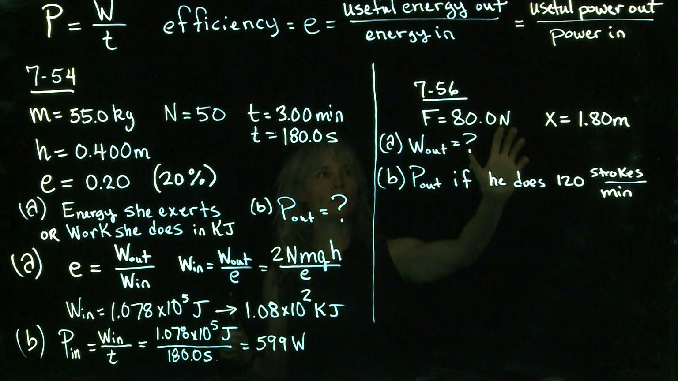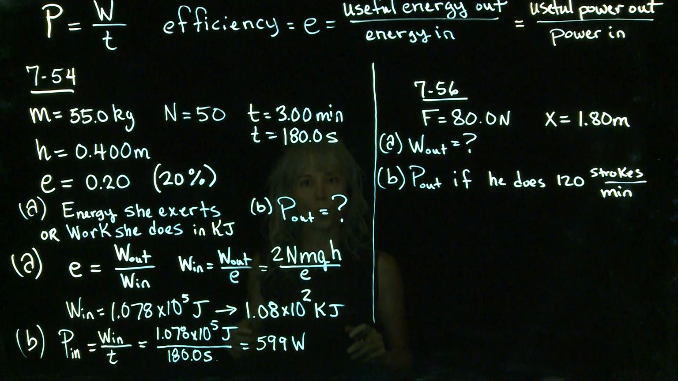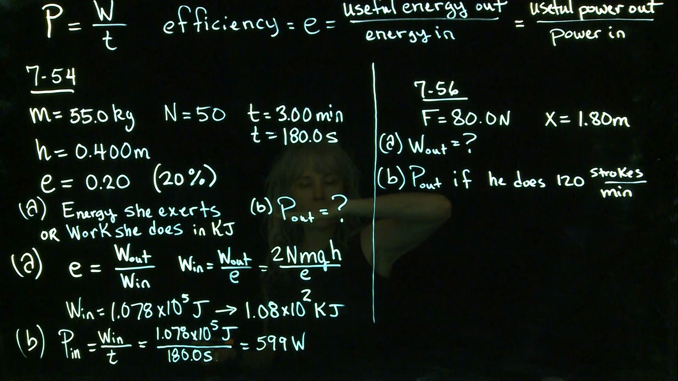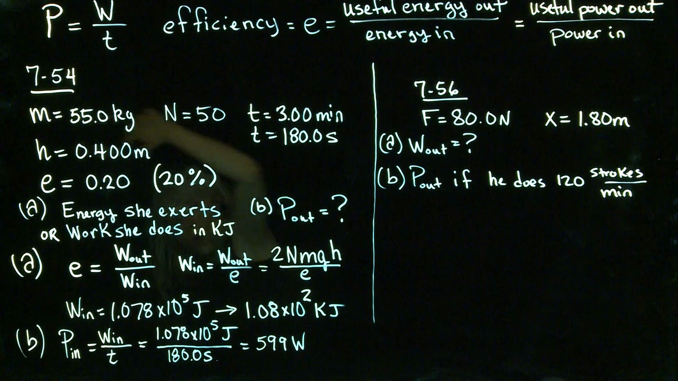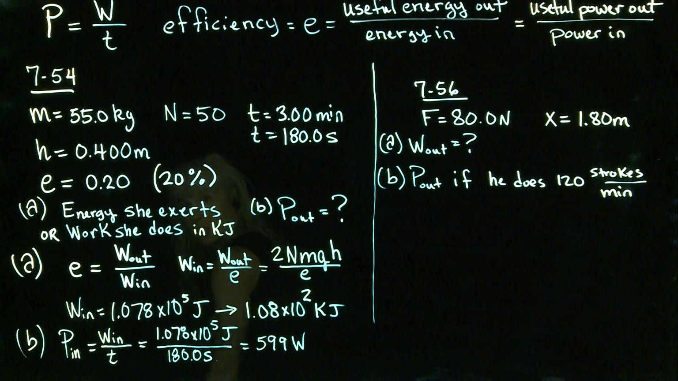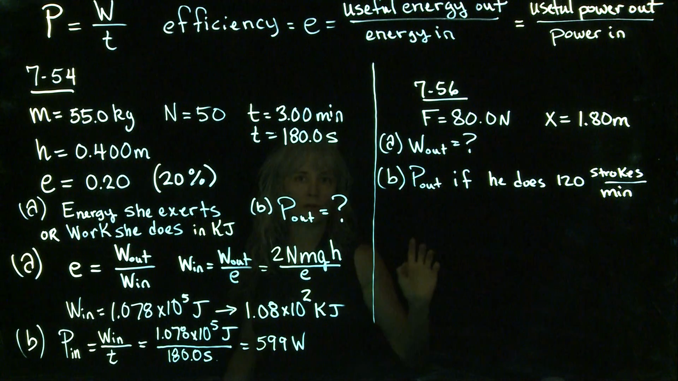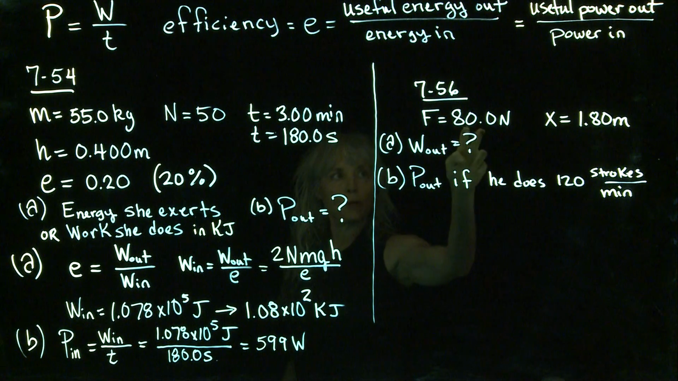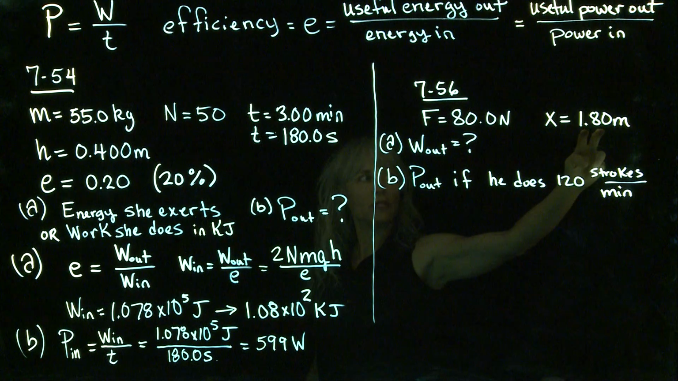So here I've written down some of the important information, and notice that the force he's exerting now is a horizontal force. He is lying on the surface of the water, and he is exerting his forces horizontally. Well, actually, the force is being exerted vertically and then horizontally, but his displacement is only horizontal. So the part of the force he exerts horizontally is 80 newtons, and the displacement horizontally is 1.80 meters.